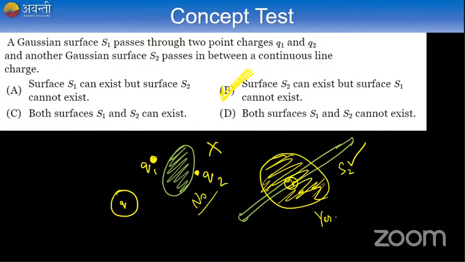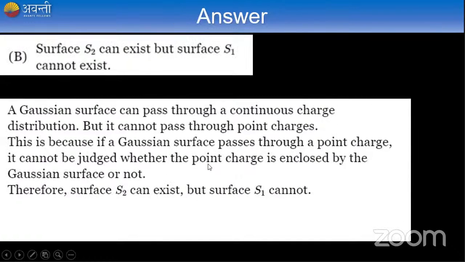Okay. So this is much of it. In our next class, we have to complete this, or if I have time, I don't know. So option B is the right answer. A Gaussian surface can pass through a continuous charge, but it cannot pass through a point charge. This is because when a Gaussian surface passes through a point charge, it cannot be judged whether the point charge is enclosed by the Gaussian surface or not.